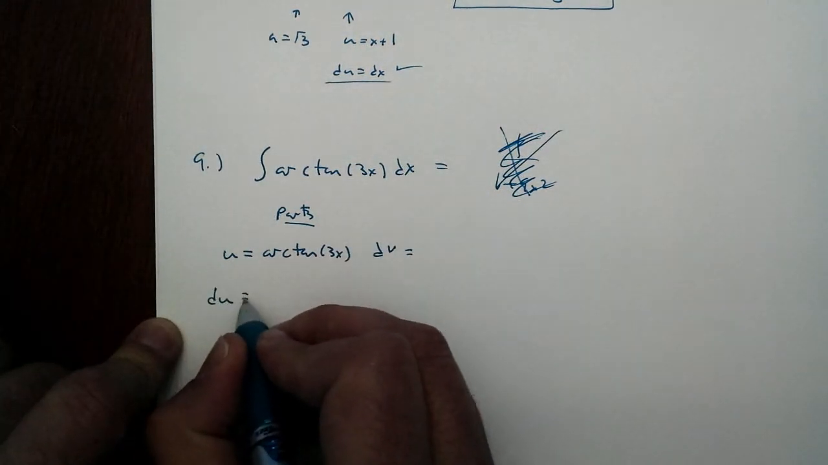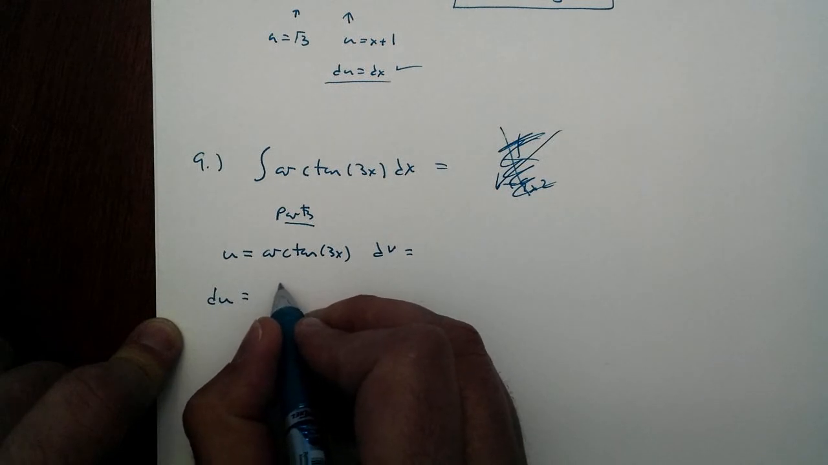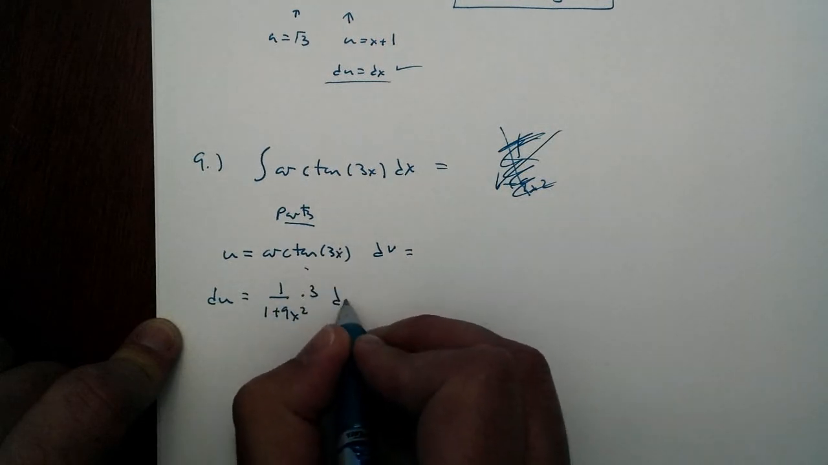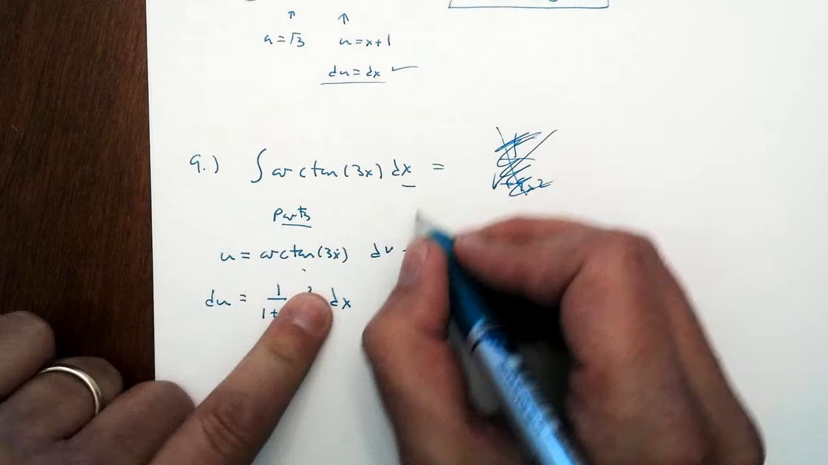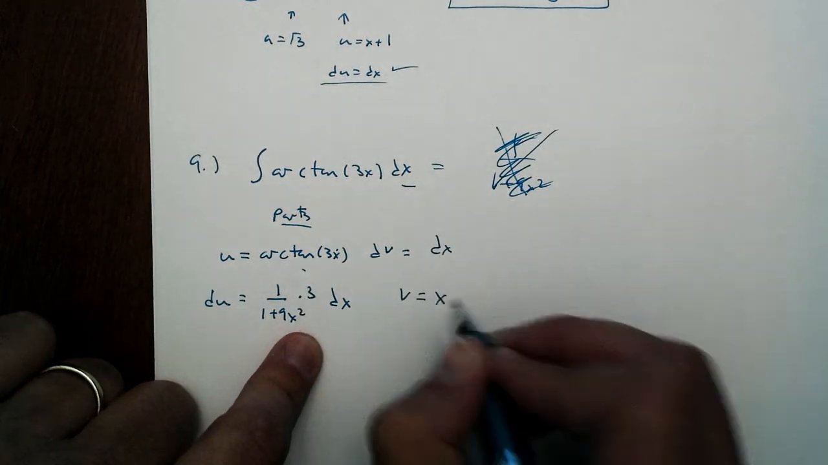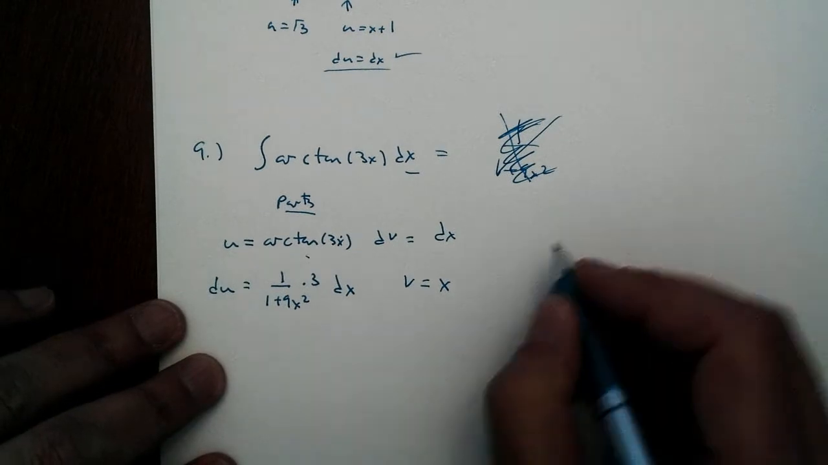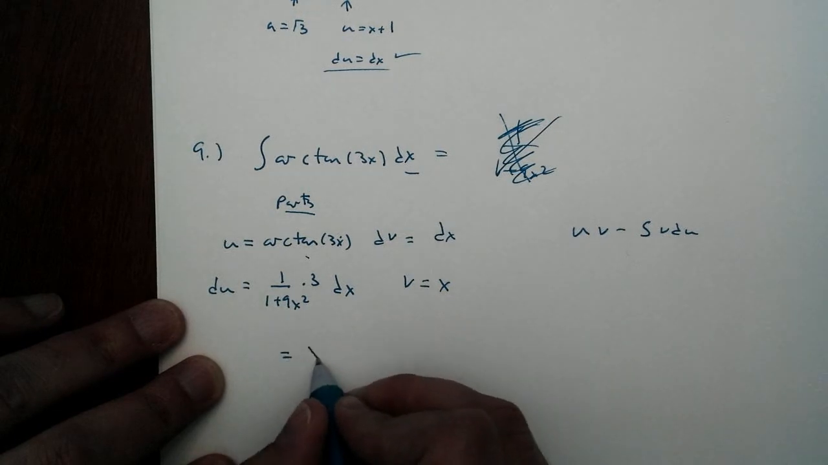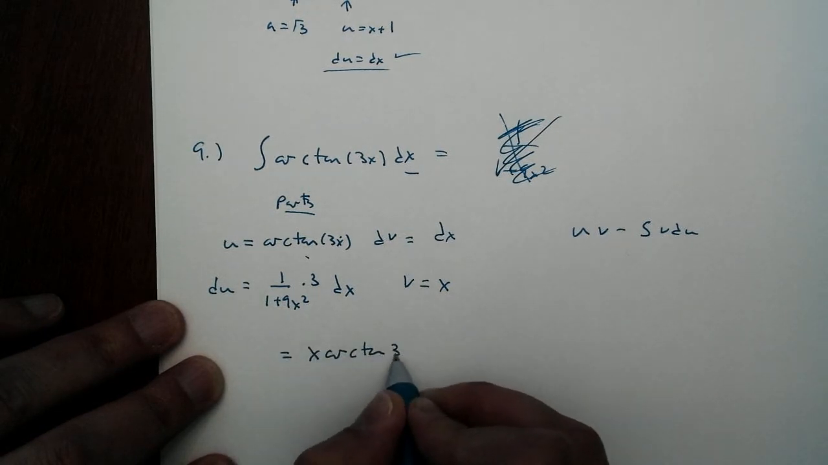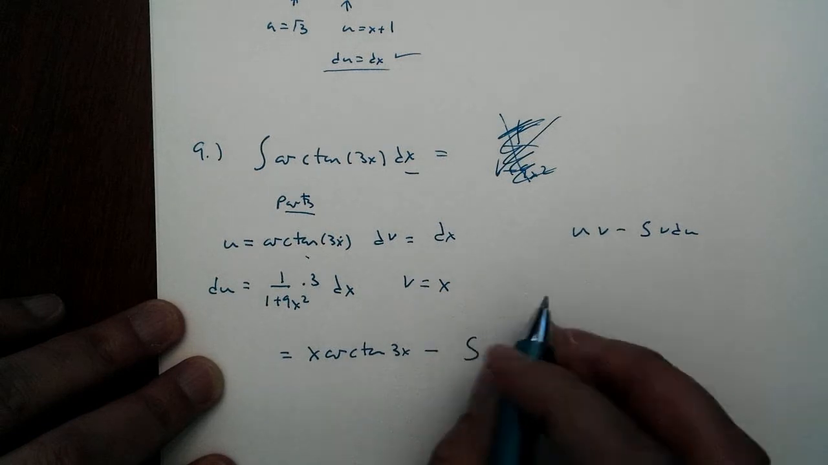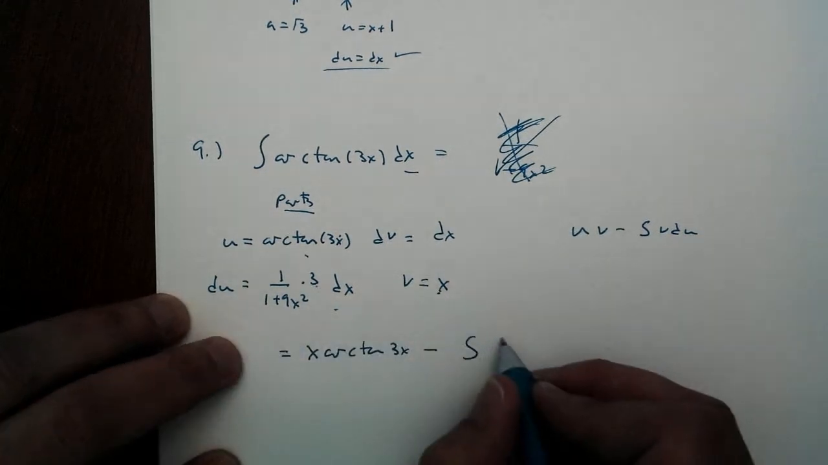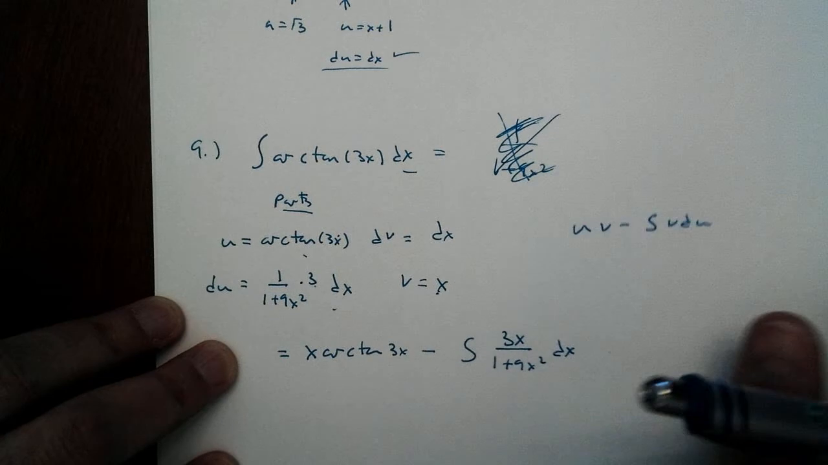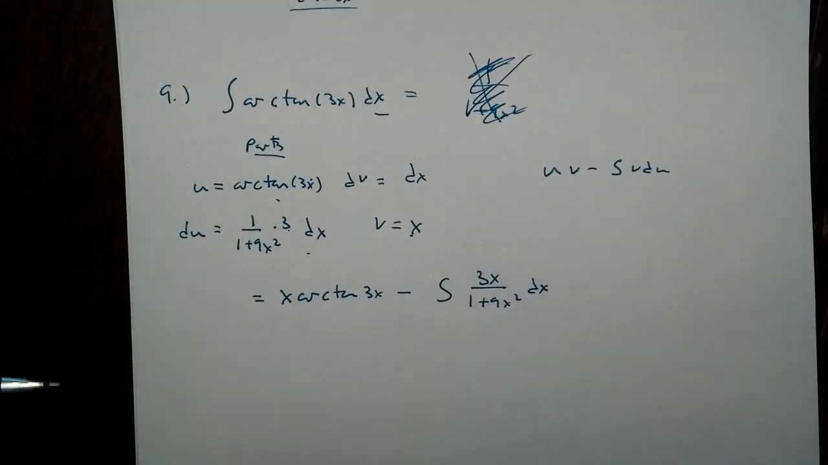Its derivative, I know, is going to be 1 over 1 plus 9x squared. Don't forget to multiply by 3 dx. Now dv, well, that's going to be my dx, so v is just going to be x. And when I use my rule, uv minus the antiderivative of v du, this is going to become x arc tangent of 3x minus the antiderivative of v du. If I just multiply them, I'm going to get 3x over 1 plus 9x squared dx. So we're still not done, because I still have to integrate this, but this one's not so bad.